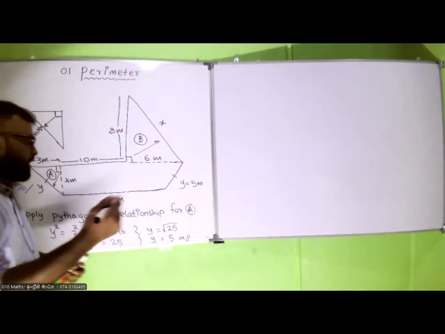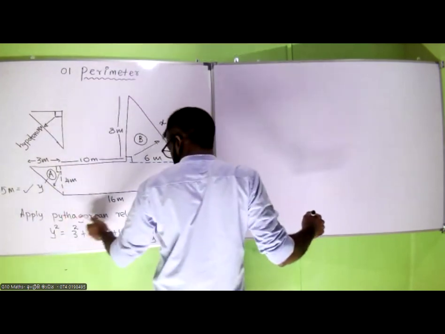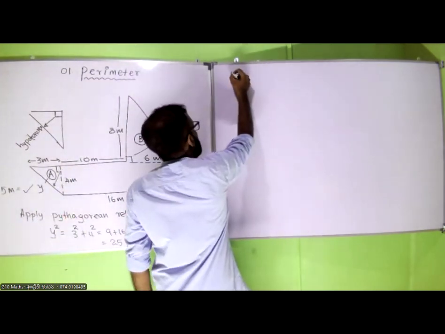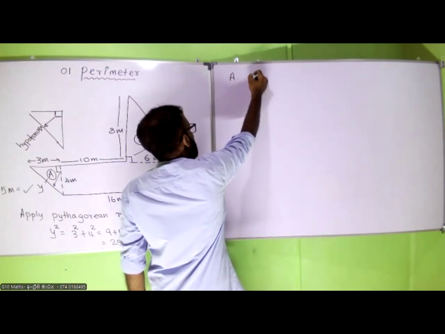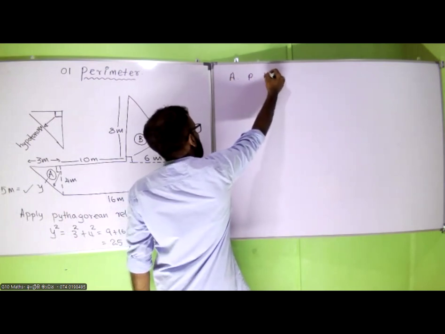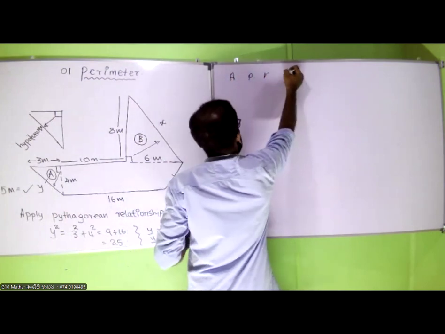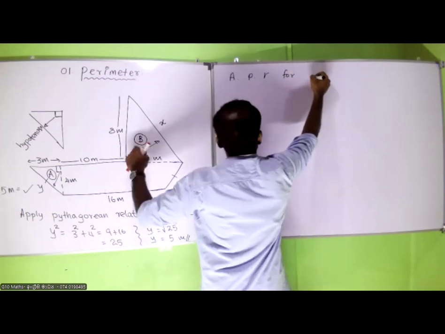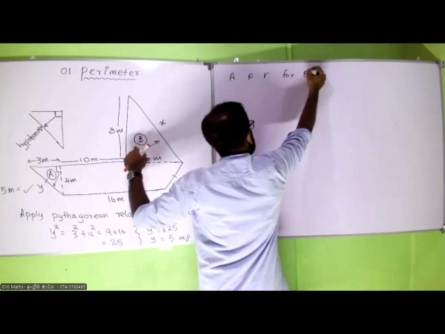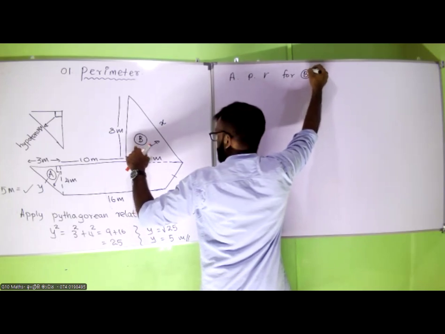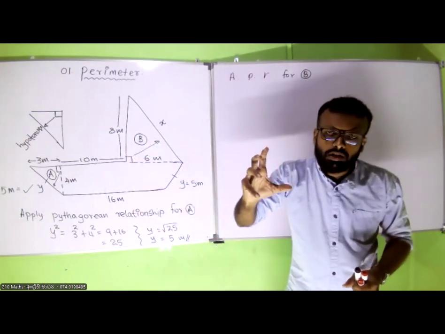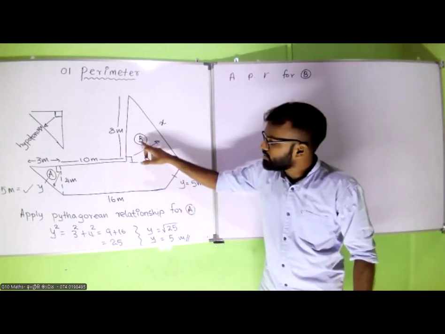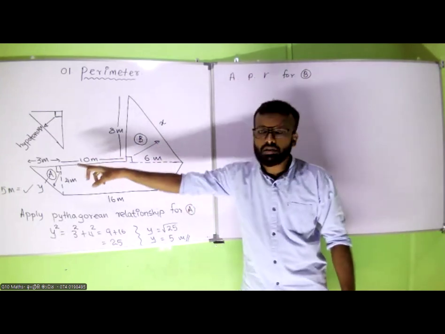So again, apply the Pythagorean relationship. I will write it in very short form: apply Pythagorean relationship for right angle triangle B. In your exam, you can save your time by putting these kinds of things here.